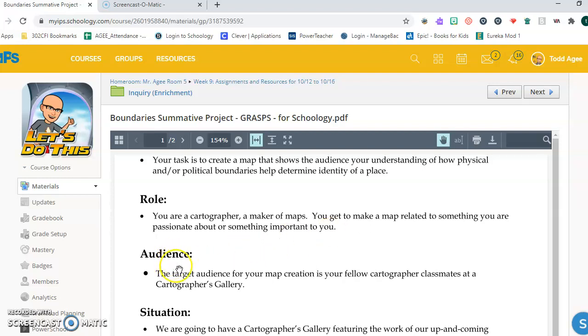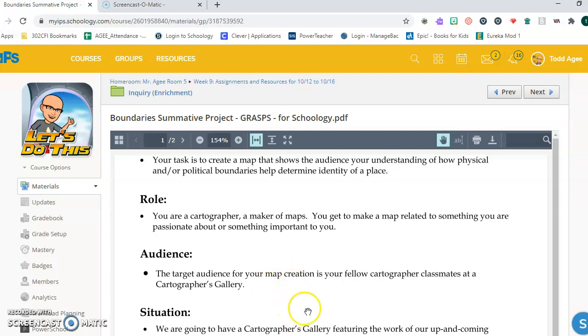Your audience is your fellow cartographer classmates, so all the people in your class. If we were doing this in real life in person, we would be visiting the different maps that you make. Some people last year made their maps out of Legos, some people made them out of clay, some people made it out of paper, and I'll show you some resources for some really cool ideas here in a minute.